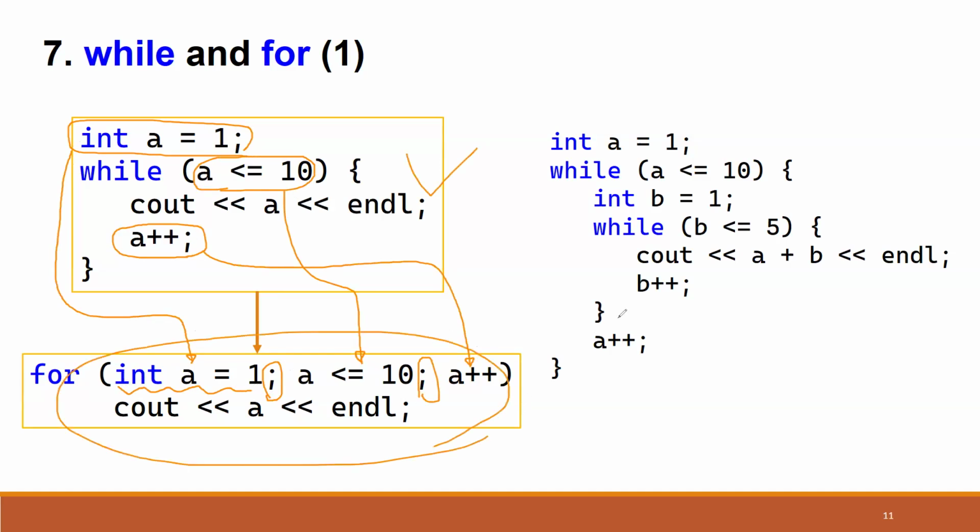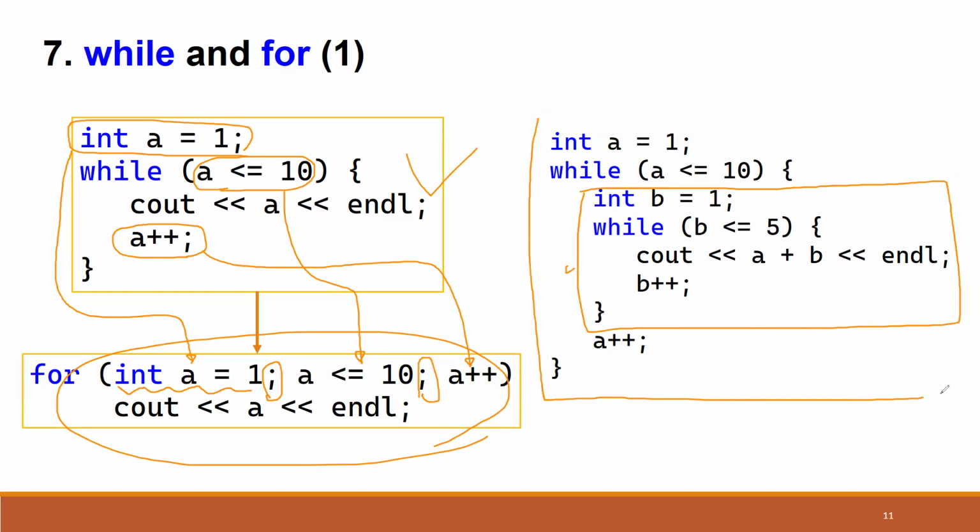And this is a nested loop. A nested loop is the same thing. See, this is the inner loop, right? You can write this using a for loop, and there is another loop outside. This is another loop. So I think you understand how to write a nested loop using while and using for loop.